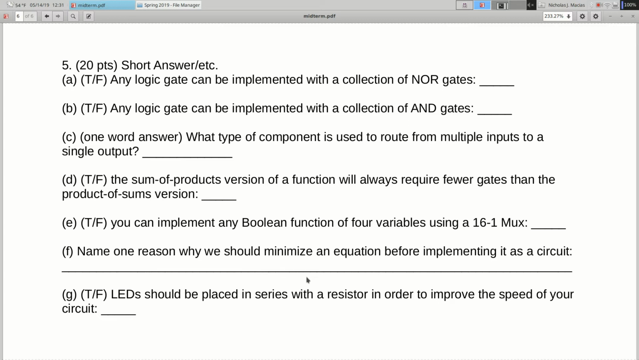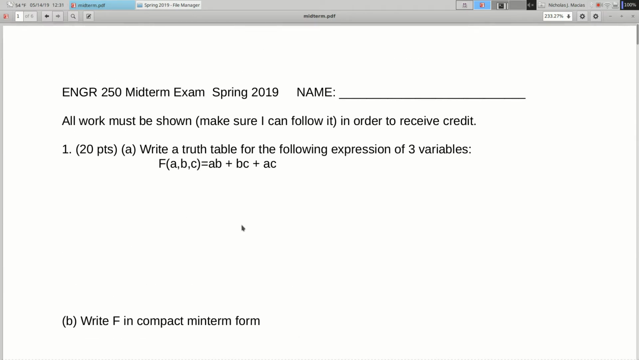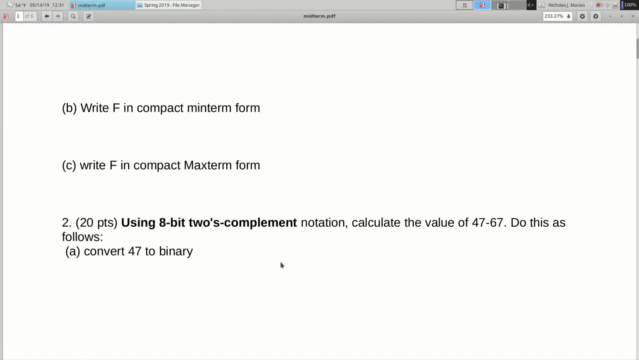All right, so any questions on the exam? Yeah. Back to the first one. So when you want us to write stuff in max term form, do you want us to like put just the zeros in the parentheses? You asking about how to write it, or? Yeah, just how to write it. Max term form. So, compact max term form, you could do something like this.